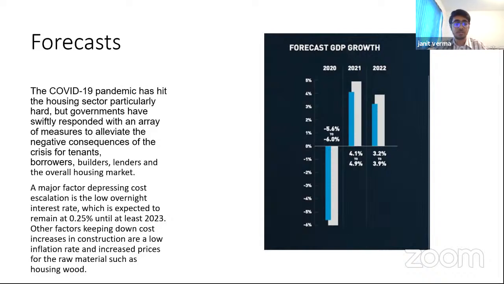A major factor depressing cost escalation is the low overnight interest rate, which is expected to remain at 0.25% until at least 2023. Other factors keeping down increases in construction costs are the low inflation rate and increased prices for raw materials such as housing wood. There is again news that the price of housing wood is going high. This is again one of the reasons why the prices of houses are going high, because the construction cost is comparatively more than what it used to be before.